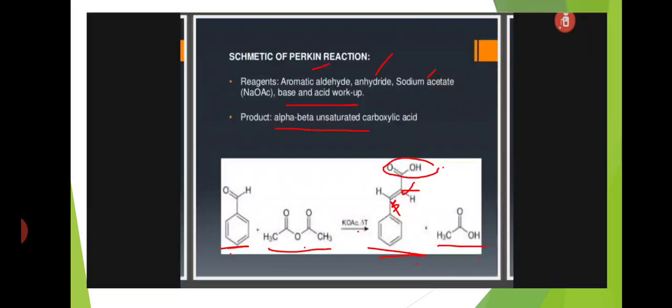This is the mechanism of Perkin's reaction and the schematic of Perkin reaction. In Perkin reaction, the reagents are aromatic aldehyde, anhydride, sodium acetate, base and acid workup. The product is an alpha beta unsaturated carboxylic acid. Here the aromatic aldehyde, benzaldehyde, reacts with acetic anhydride in the presence of potassium acetate and forms alpha beta unsaturated carboxylic acid plus acetic acid. Here the alpha beta unsaturated acid is cinnamic acid.